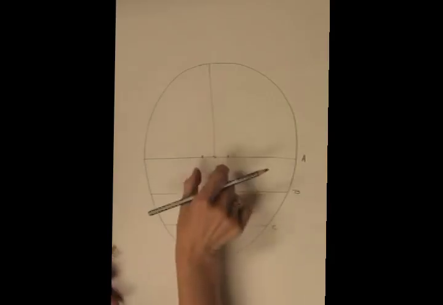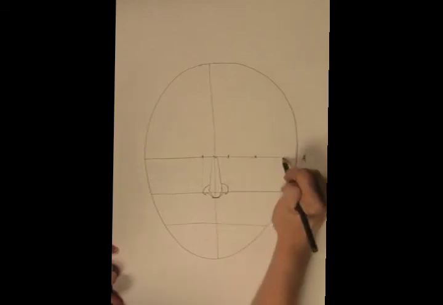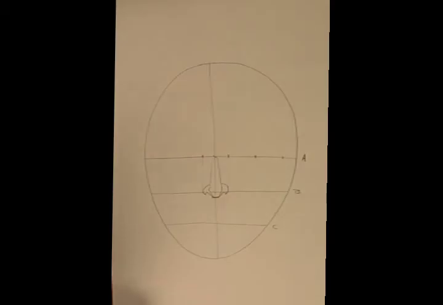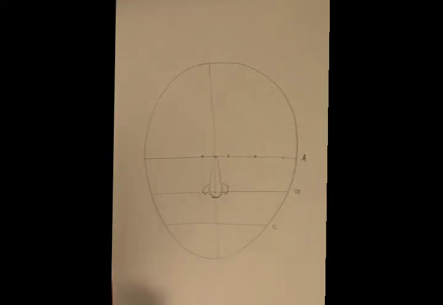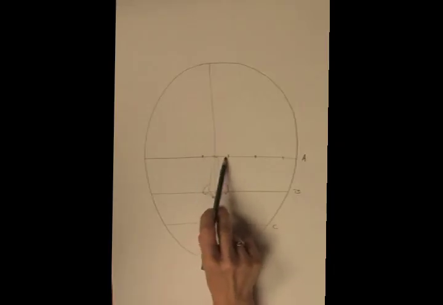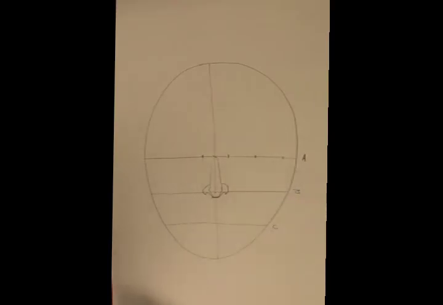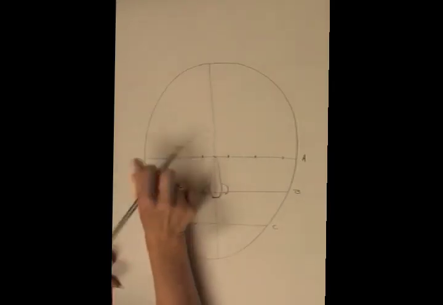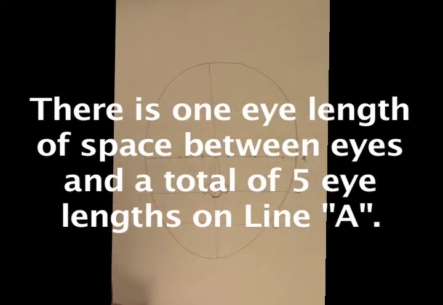We need to now take that measurement and move it over here. And we're trying to be as exact as possible. It may be that this dot out here actually winds up being outside of your initial egg shape. Don't worry about it. In my case, it landed inside, and that's fine too. Now you'll notice that I took this first eye length and repeated it here, and then repeated it here once again. I'm going to do this again over here. And there we have 5 eye lengths located across the face.